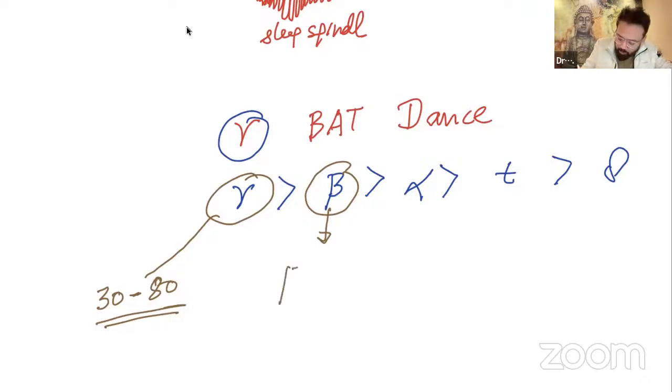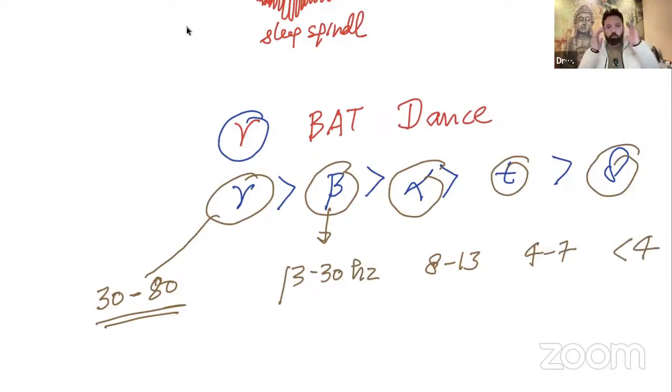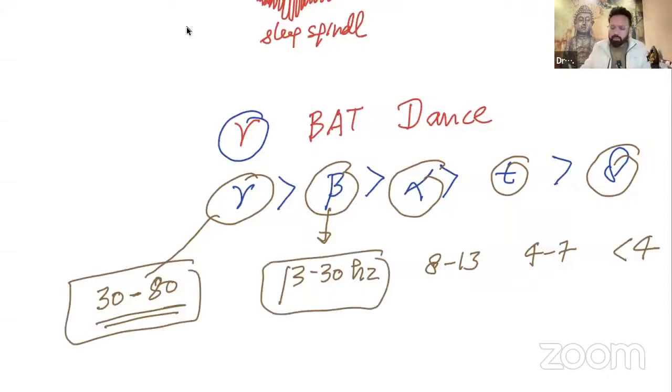Beta, if you write beta, 13 will come. 13 to 30 hertz. Alpha is 8 to 13. Theta is 4 to 7. Delta is less than 4. When you are listening to the lecture very attentively, very focused, the frequency is 30 to 80; less focused, beta. Now your eyes are closed.